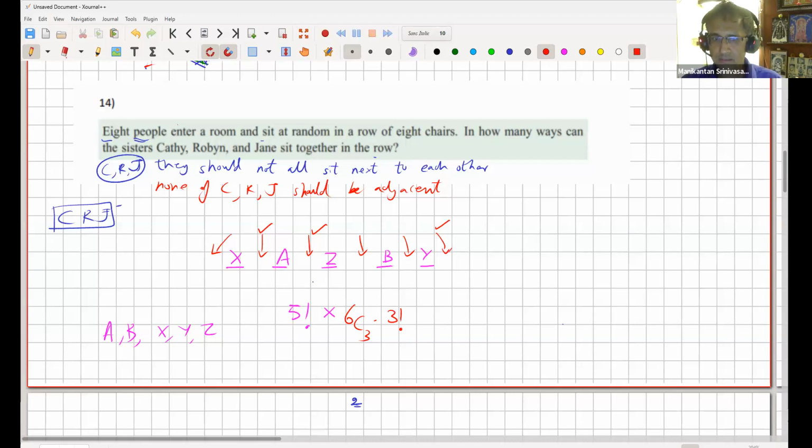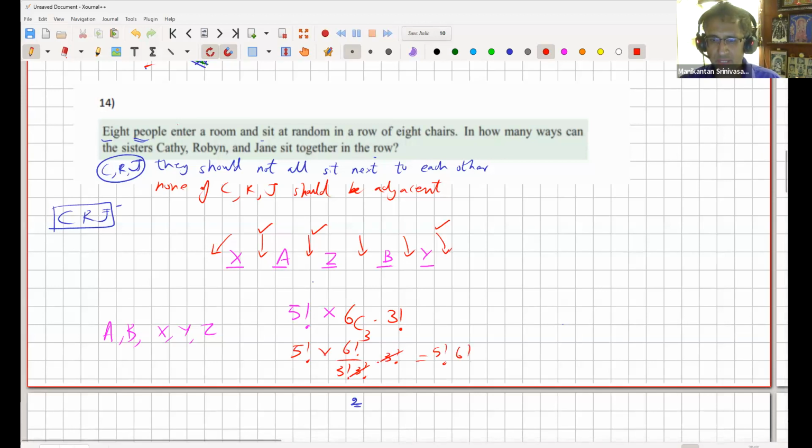All right. So if at all we have to do, it's 5 factorial into 6 factorial by 3 factorial into 3 factorial. This 3 factorial will cancel. Okay. I'm not going to simplify this. 5 factorial into 6 factorial by 3 factorial, but they're all still small numbers, so you should be able to do it by hand if it comes in the exam.